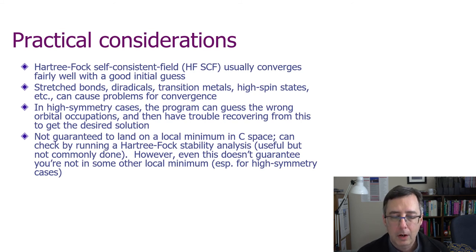Okay. Are you guaranteed to land on a minimum in most programs? No. You might land on a saddle point or a transition state-like point in orbital coefficient space, where maybe you're at a minimum with respect to these C coefficients in some dimensions, but in some dimension you're at a maximum with respect to variations in C. You can check for this if you run what's called a Hartree-Fock stability analysis, and that will check the second derivative of the energy with respect to orbital rotations or variations in C. And if you're not at a minimum, you'll find out. You'll get imaginary roots or negative roots for that, and that will be helpful. And then you could follow one of those modes downhill and try to escape from that saddle point.